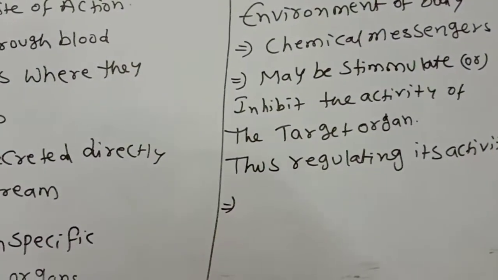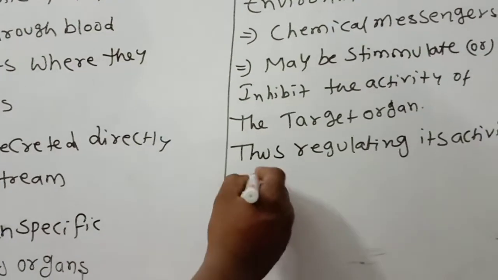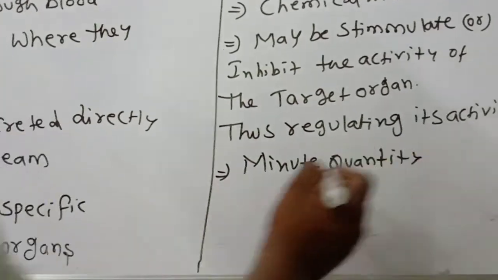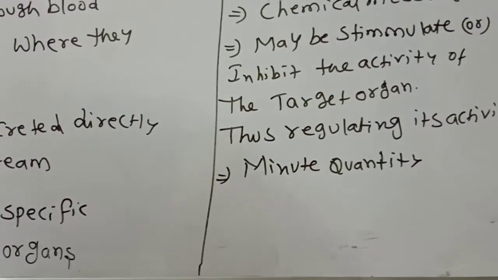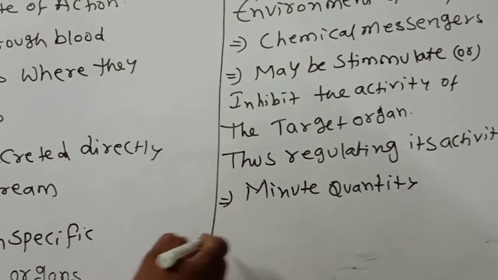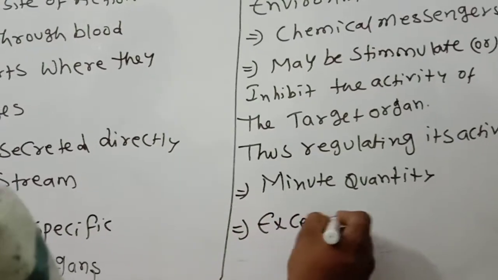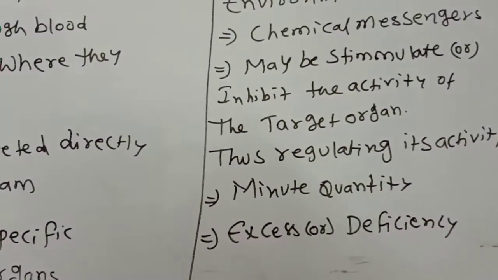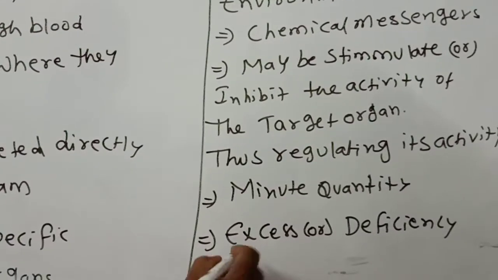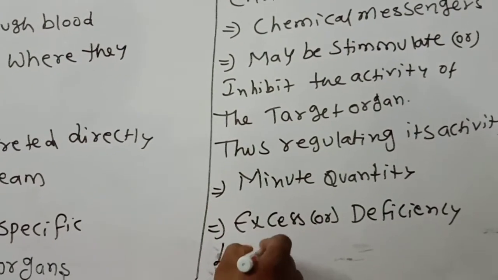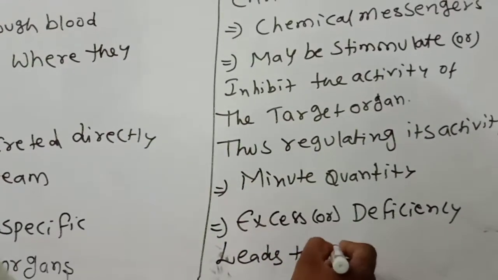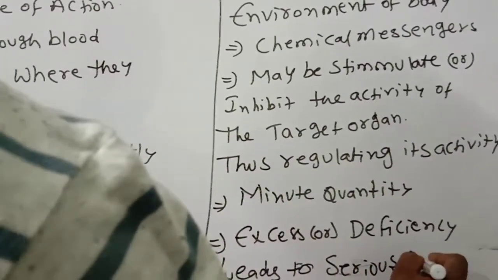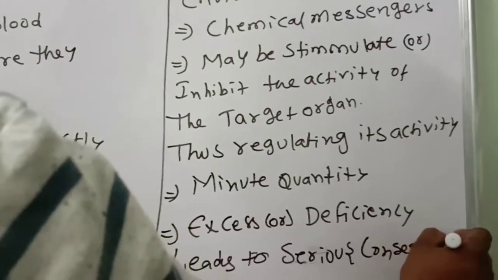The next important one: they are secreted in minute quantities. Minute quantity will be secreted. Next, excess or deficiency of hormones leads to serious consequences. This point you should remember.